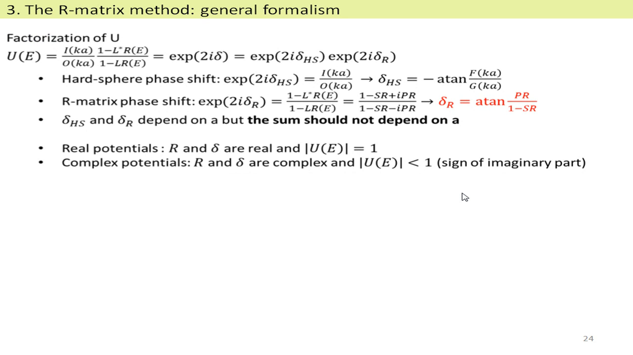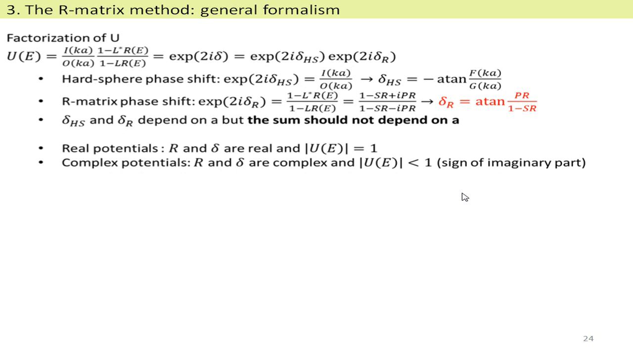Okay, so you have seen this scattering matrix can be factorized. You have here a term which is I over O. So this I and O are complex conjugates, so this has modulus 1. And this is called the hard-sphere phase shift. It is defined by I over O equals exponential 2i delta hard-sphere. And if you use the definition of I and O, then you can easily find this hard-sphere phase shift.